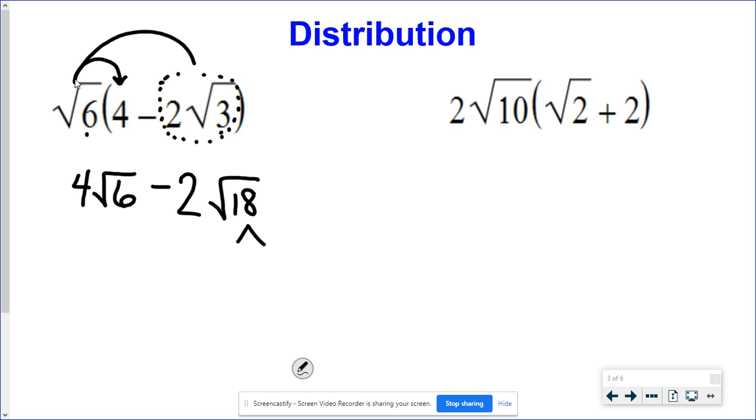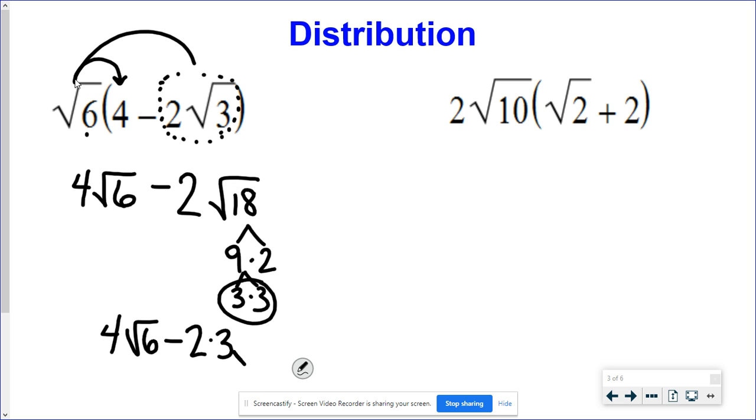Right, the 6, that's a 2 and a 3. There's no pairs there. But the 18, I could do 9 times 2. Break out that pair of 3s. So that 4 rad 6 stays. I'll have a 2. I broke out a 3, and I still have this rad 2 right there that was left over. So this is going to turn out to be 4 rad 6 minus 6 rad 2.